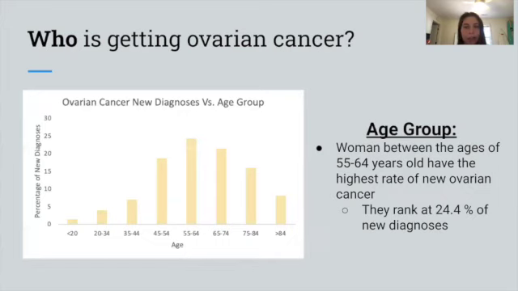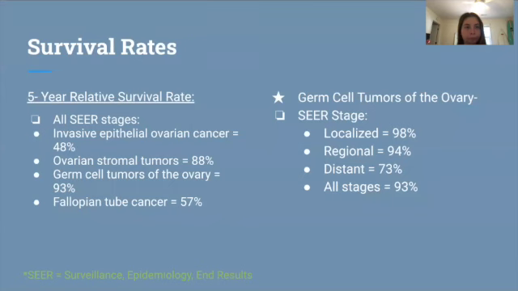This is by age group of who's getting ovarian cancer. So women between the ages of 55 to 64 years old have the highest rate of new ovarian cancer. You can see that's the tallest bar on the graph, ranking at about 24.4 of new diagnoses. This is showing the survival rates for a per 5-year relative survival rate. So that means how many people survive 5 years or more after being diagnosed with ovarian cancer.